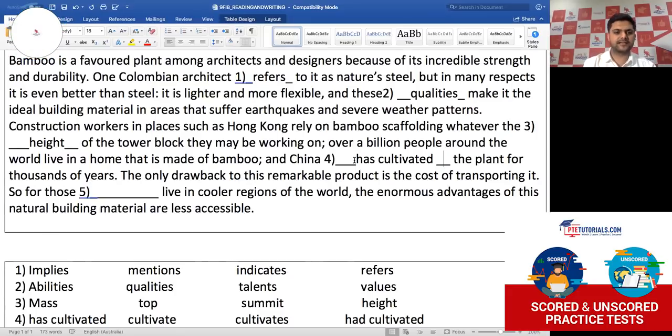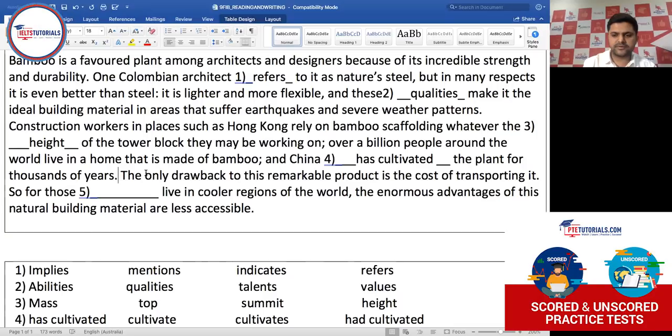Now the last blank that we have here is the only drawback to this remarkable product. Till here we are talking about all the good things about bamboo, but as soon as you read the words, the only drawback, you must become alert that now we are talking about some negative aspects of bamboo. The only drawback of this remarkable product is the cost of transporting it. When we say transporting it, it means that it is very difficult to transport this product, bamboo, from one place to another. It's very costly to do that.